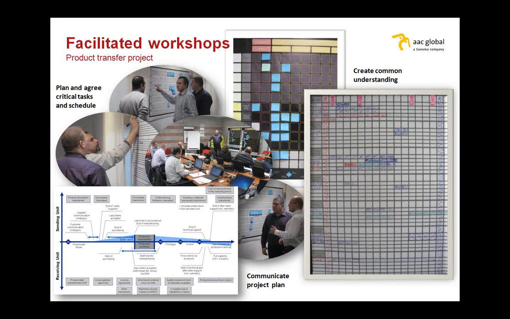Agree tasks, agree schedule, create clearly a common understanding and communicating the project plan. Eero mentioned the mirror organization, and we put the same functions from sending and receiving units working together, and that creates a conflict immediately. And it's about solving the conflicts and then making a common agreement.